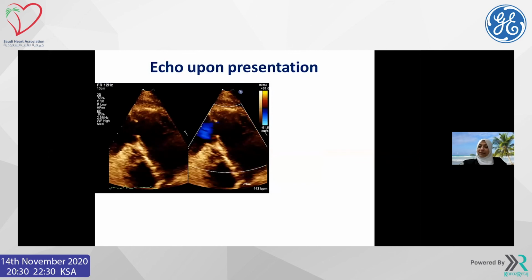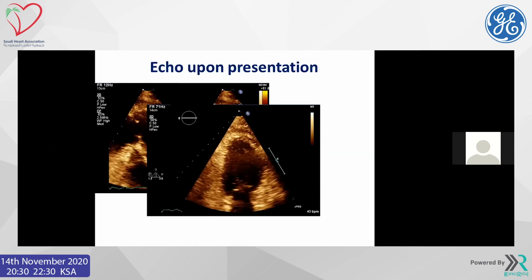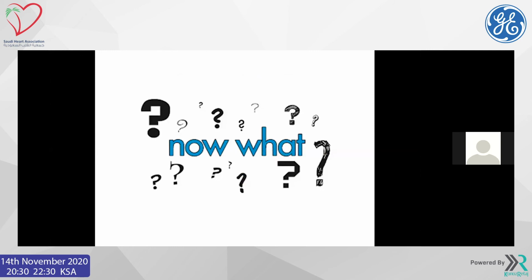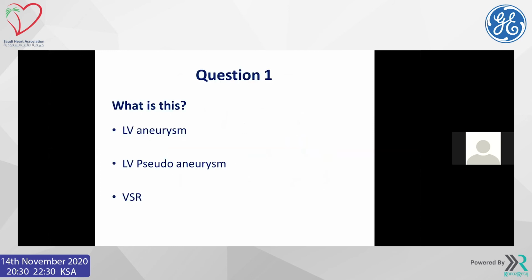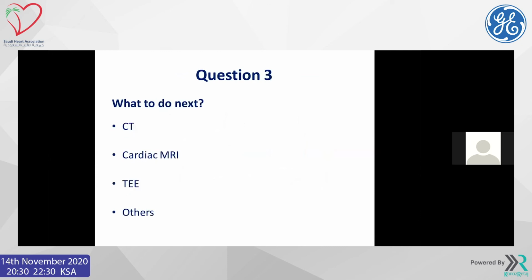Ayman, please. Okay, yes. So this is also the apical two chamber, but it's a little bit foreshortened. And this is the apical long axis. So our question, this is the debate or the dilemma: is this LV aneurysm, pseudoaneurysm, or VSR? The second question is where is this? Do you think it's in the true apex, in the apical septum, in the apical inferior? And the third question: what would you do next if we have surgeons here, or you are the primary cardiologists of this case? CT, MRI, TE, maybe other imaging modality?